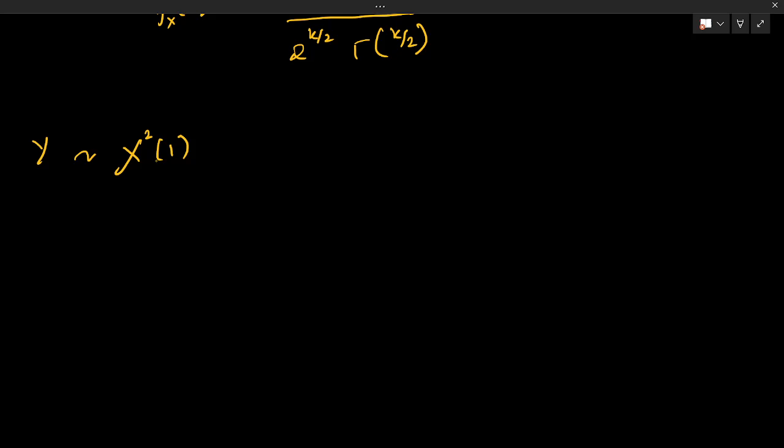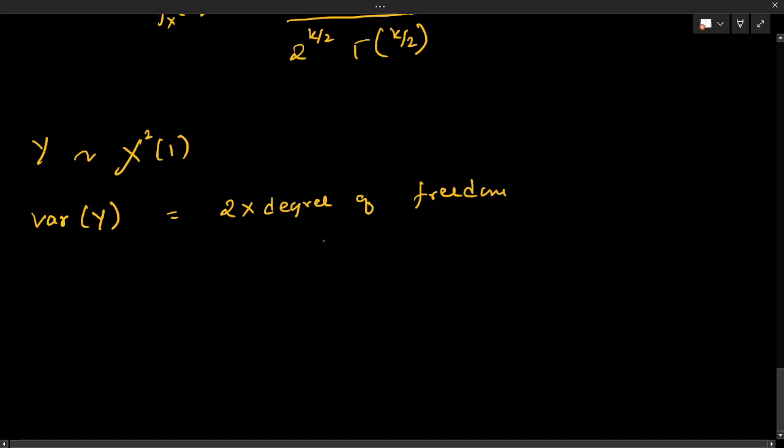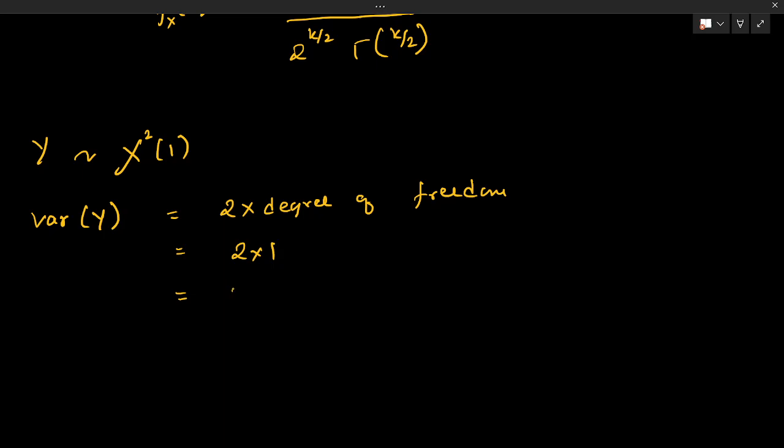And in the case of the chi-square distribution, the variance of Y is nothing but 2 into the degrees of freedom, and here since the degree of freedom is 1, we can write 2 into 1, and we are getting the value as 2. So for our given problem the variance of Y is actually 2.